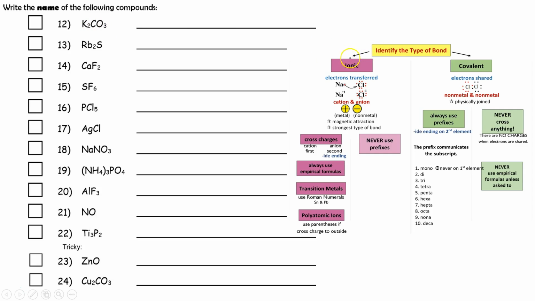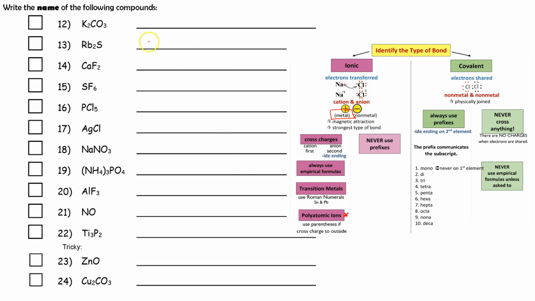As you do that, you're going to see that potassium is a metal. Remember, anytime you see a metal, it's automatically going to be ionic. So we're going to go ahead and indicate that this is ionic. The other thing you're going to notice is that CO3 is a polyatomic ion. Anytime you see a polyatomic ion, automatically ionic.